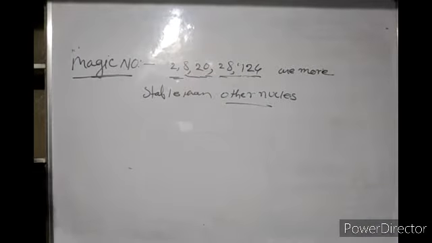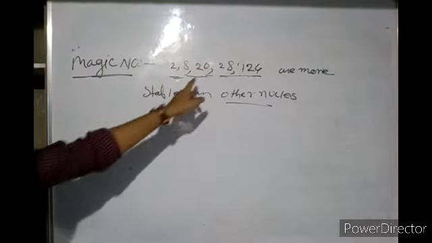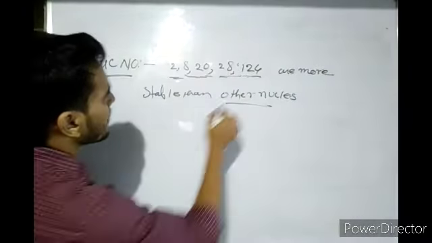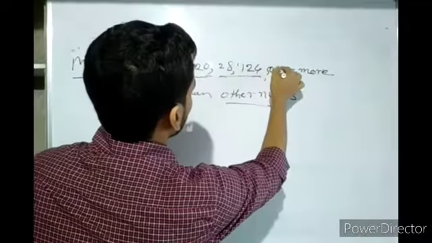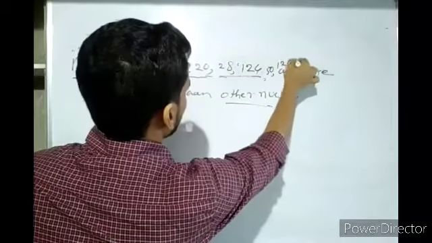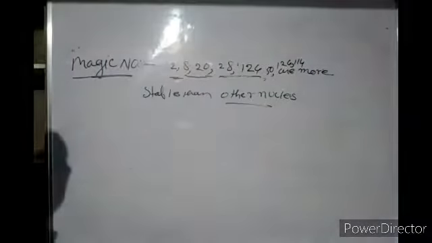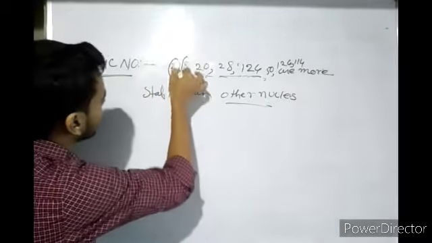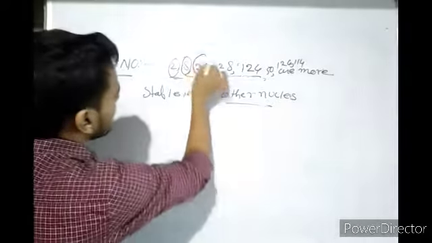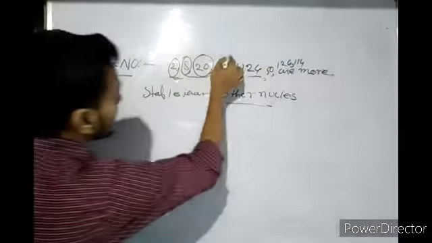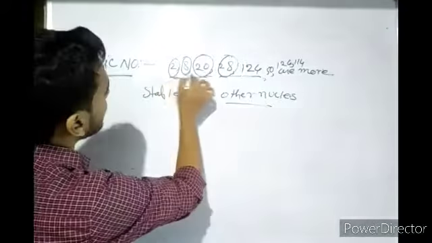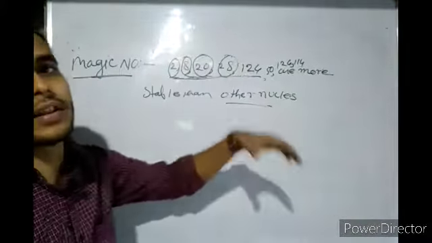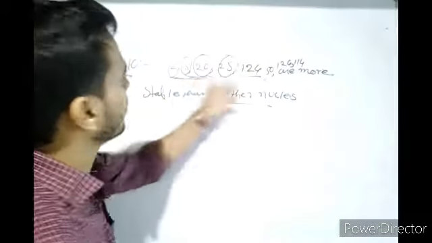Here 50, 126, and 114 are also present. Those nuclei in which these numbers of protons or these numbers of neutrons are separately present, or both are present, are more stable than other nuclei. These are called magic numbers.